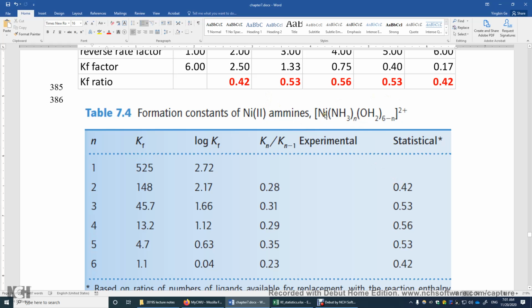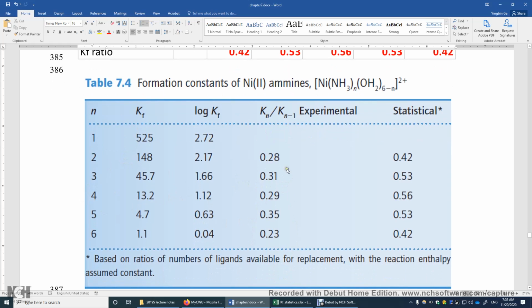Over here, you have this nickel transition metal center bonded to amine ligands and aqua ligands. So we have 6 formation constants, and we can take the ratio between KF2 and KF1. That's 0.28, and then KF3 over KF2, 0.31. So we got these numbers. Now let's compare these 5 ratios with those 5 ratios. Well, they are different, but at least I want to say these ratios are smaller than 1. These ratios are also smaller than 1.